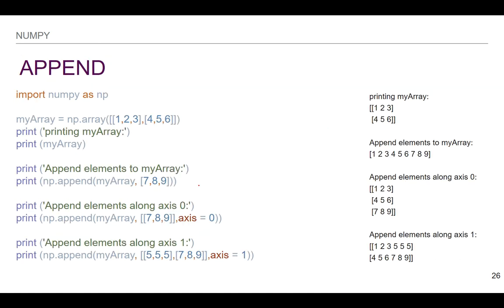Append means to add at the end, and in this context we need to specify the axis, but if we don't specify the axis, it's going to be flattened and added. So here we want to add 7, 8, 9, and then it went to the end because we didn't specify the axis. Here we specify the axis, then we get it along axis 0 or axis 1.